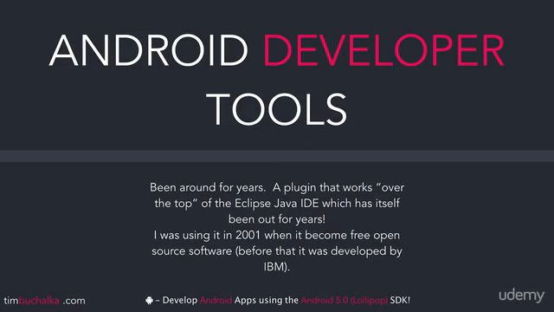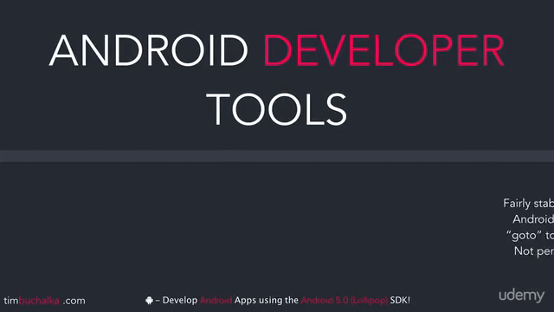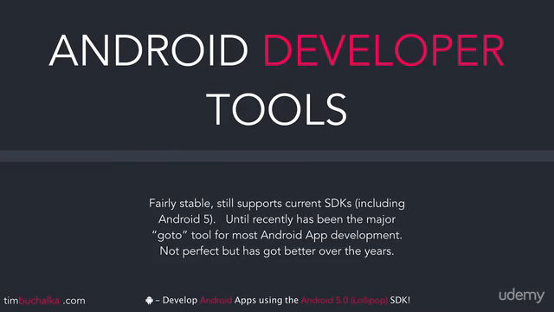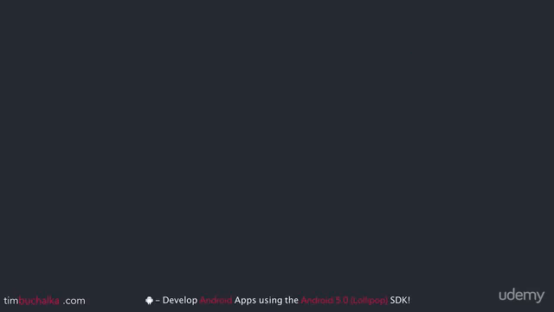And the Android Developer Tools, as I mentioned, is a plugin that basically takes that functionality and adds a layer over the top of it so that you can use this for Android development. The other thing to note is that it's obviously fairly stable because it's been out for so long. It does also still support the current SDKs, including Android 5. Until recently, it has been the major go-to tool for most Android app development. Now, it's not perfect, but it has got better over the years. Look, there are other options out there, but pretty well most people would be using the Android Developer Tools in some way, shape, or form, or have at least in the past anyway.